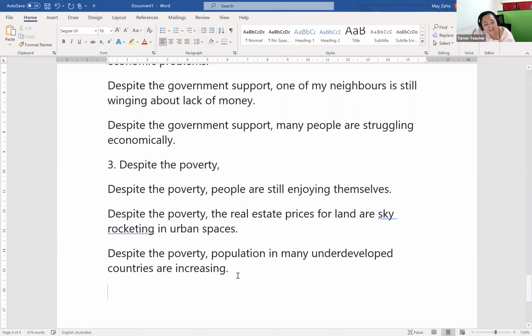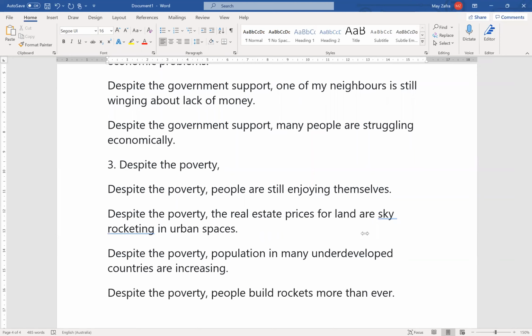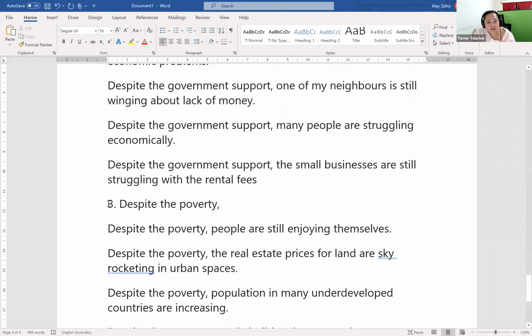Yes. This is true. Despite the government support, the small business are still struggling with the rental fees. Well done, Richie. Good. Okay. This is our third sentence. Well done, everybody. Despite the government support, the unemployment rate around the country has increased with the pandemic, as many businesses are shut down due to restrictions. Not shut off, shut down.